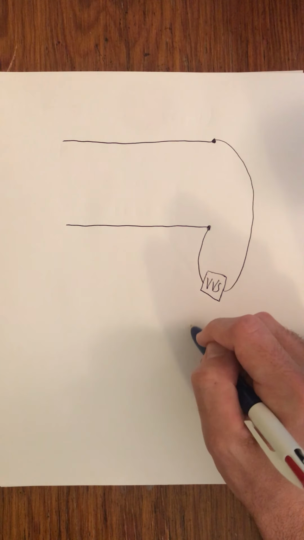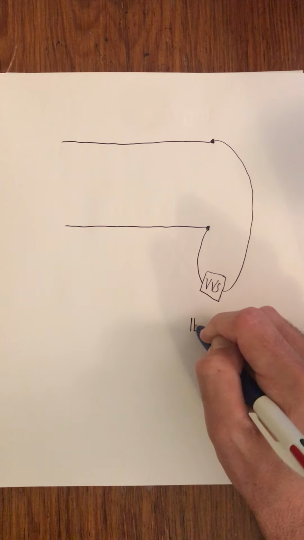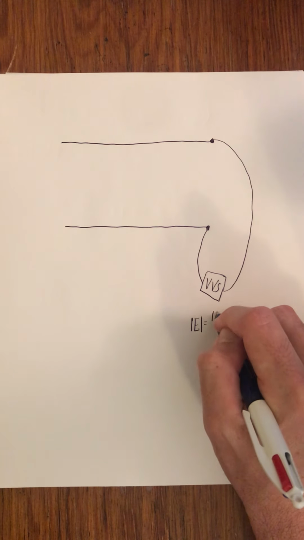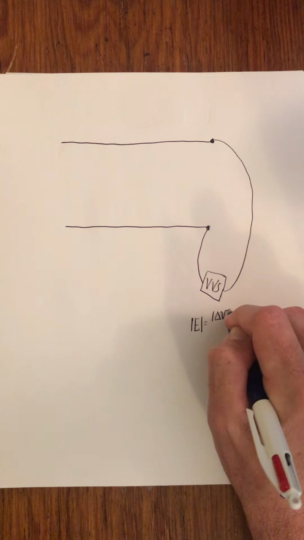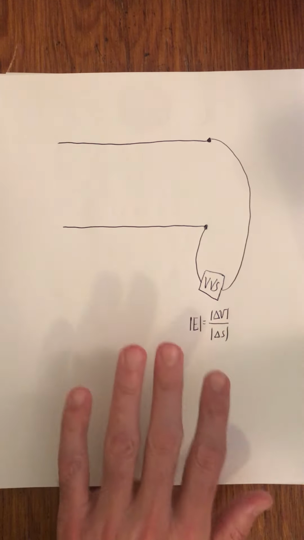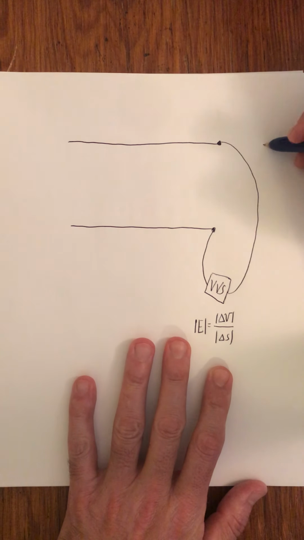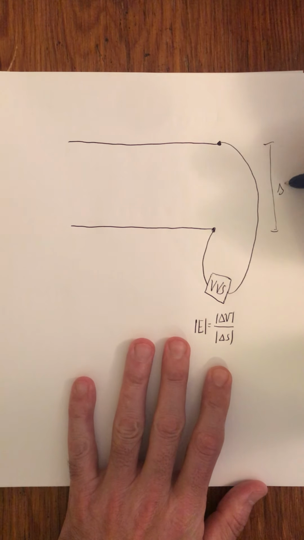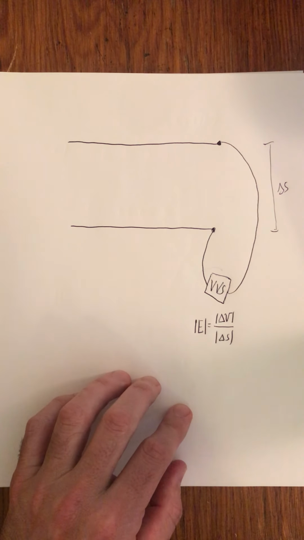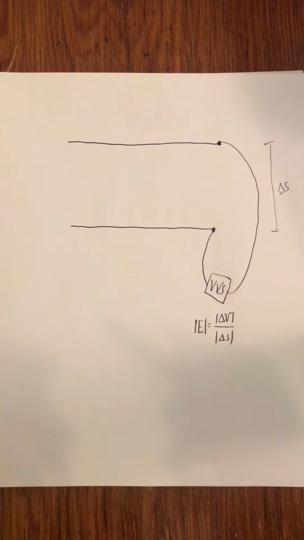Well, why is that important? Because remember, the magnitude of the electric field in there is the ratio of the potential difference you put between the plates divided by the distance between the plates. So here, this distance here is a set distance, delta S, right? And so by varying this, I can vary the strength of the field.